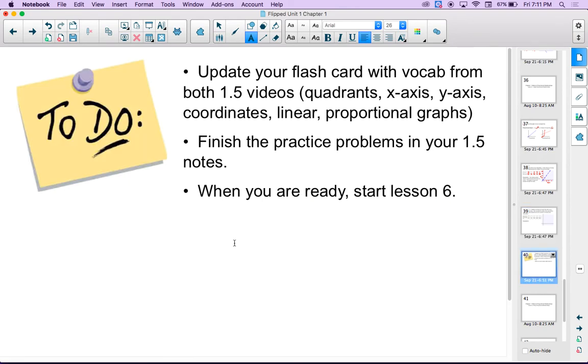Okay, your to-do list for today. I would like you to update your flashcards with our new vocab from both 1.5 videos. That's quadrants, x-axis, y-axis, coordinates, linear, and proportional graphs. So we're up to quite a bit of vocab words for this lesson, or this chapter so far. Then you're going to finish the practice problems in your 1.5 notes. I think that's just question 2 and question 3. And when you're finished, you can start 1.6.